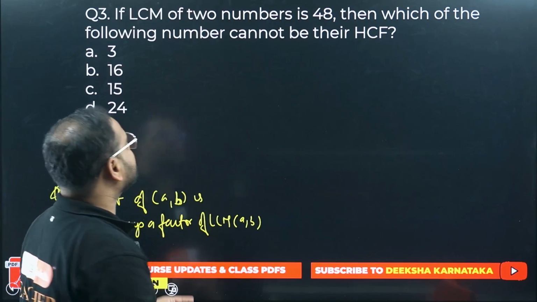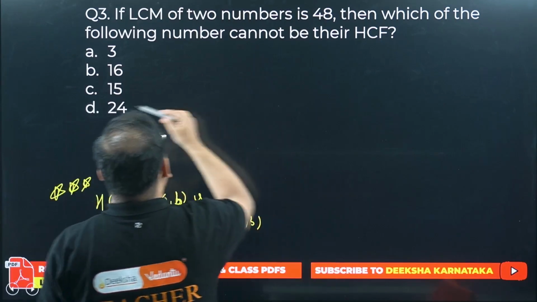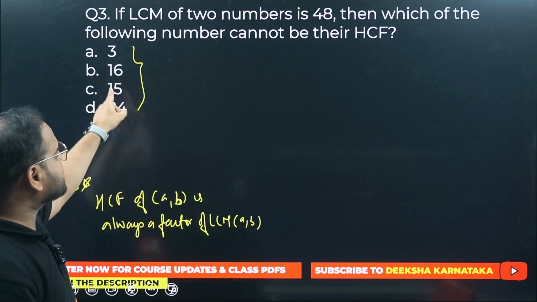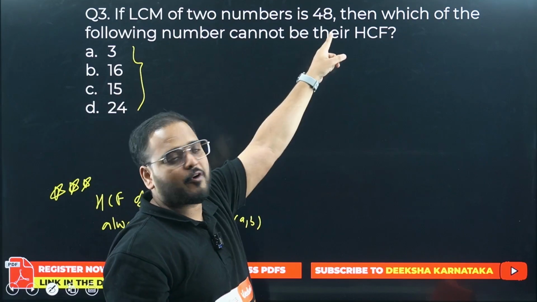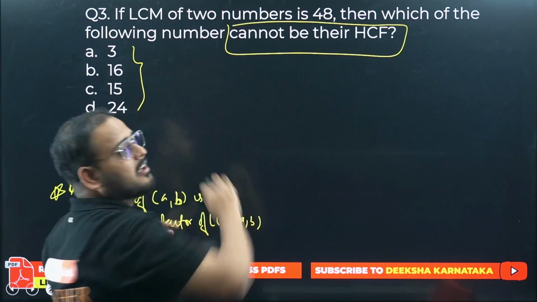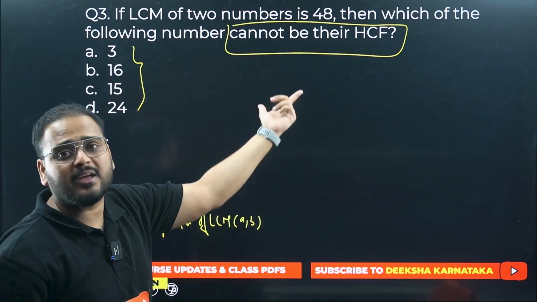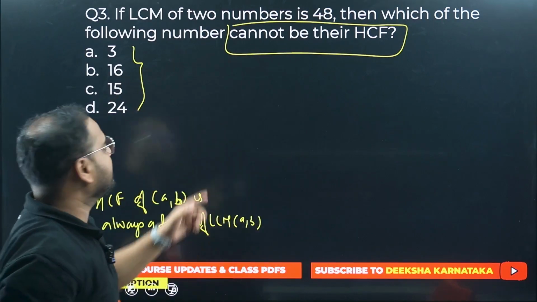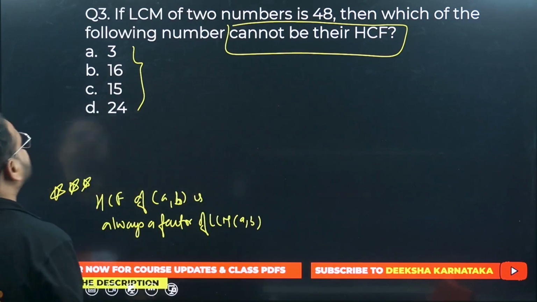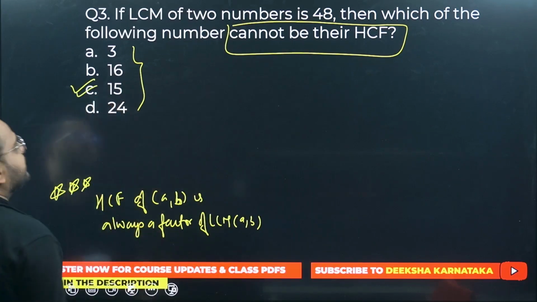Okay. So for a number to be the HCF, it has to be a factor of 48. They're saying which cannot be the HCF. It means the number which is not a factor of 48 cannot be an HCF. The number which is not a factor of the LCM cannot be an HCF. So check here, 15 is my answer. Is 15 a factor of 48?